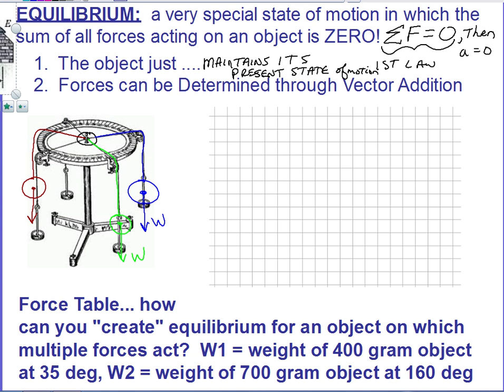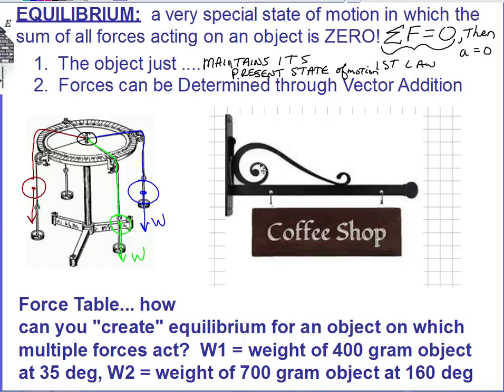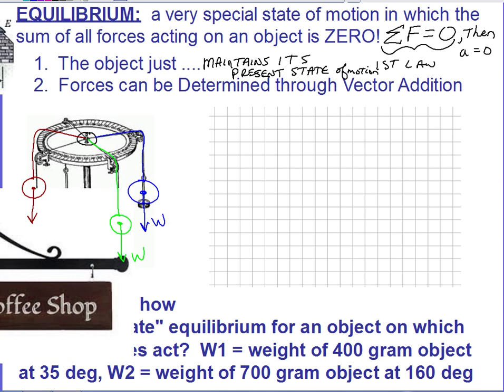Another example might be a sign that we might hang from the side of a building. We want to make sure that the building is able to support that sign, not just the weight of the sign, but in the event that wind blows on that sign, or someone walks by and hits that sign with their hand or something along those lines, that the building can withstand those forces and keep the sign from falling down.